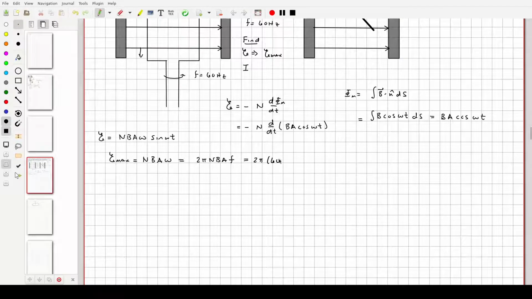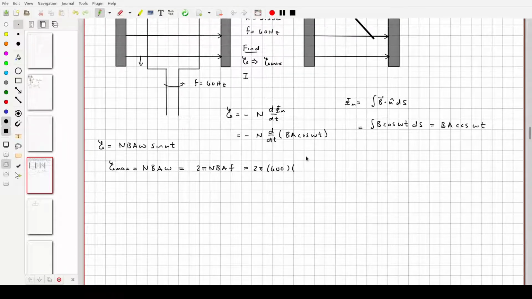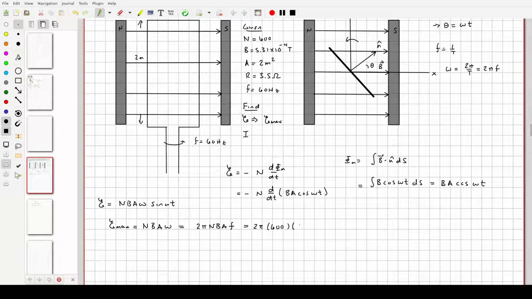Now, N is 600 turns. B is 5.31 times 10 to the minus 4th Tesla. The area is 2 square meters, and the frequency is 60 hertz. So, were you to plug this into your calculator, 2 times pi times 600 times 5.31 times 10 to the minus 4th times 2 and times 60, you get right about 240 volts.